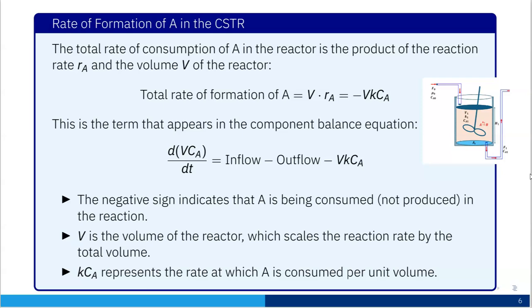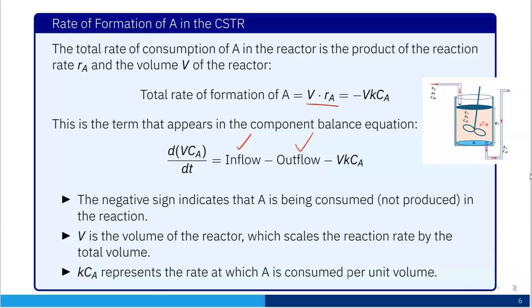So the total rate of consumption of A in the reactor is the product of the reaction rate RA and the volume V of the reactor. So the total rate of formation of A is V times RA, so here minus V K Ca. The minus term comes because of A consumption. This is the term that appears in the component balance equation. So that will be d(V Ca)/dt equals inflow of mass minus outflow of mass minus consumption of mass. The negative sign indicates that A is being consumed, not produced, in the reaction.